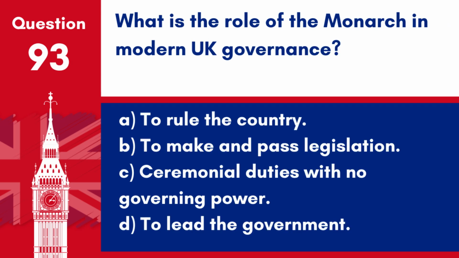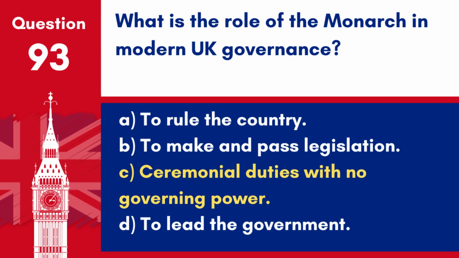Question 93. What is the role of the monarch in modern UK governance? A. To rule the country. B. To make and pass legislation. C. Ceremonial duties with no governing power. D. To lead the government.